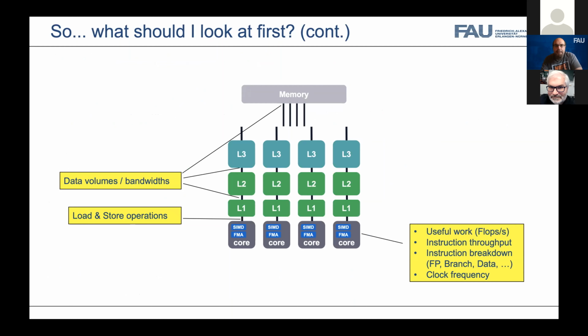Here's again a grouping where you can look at. So that's like a stylistic node with multiple cores and different cache levels and so on. So you can look at the core, the useful work, instruction throughput, instruction breakdowns, at the load store operations between the core and the L1 cache, and also the data volumes and bandwidth between the cache level and memory.